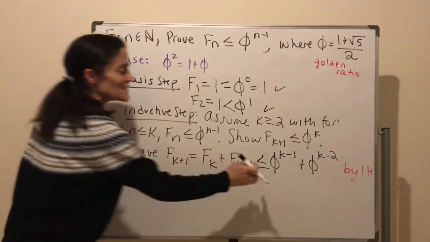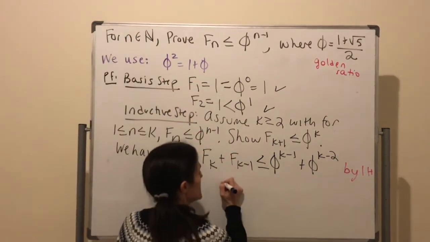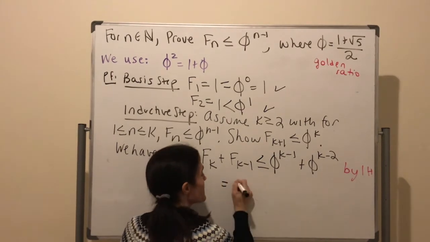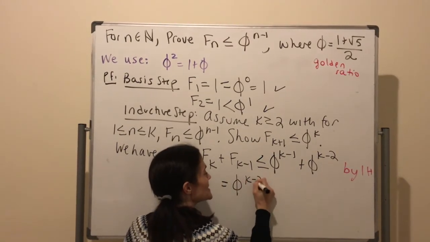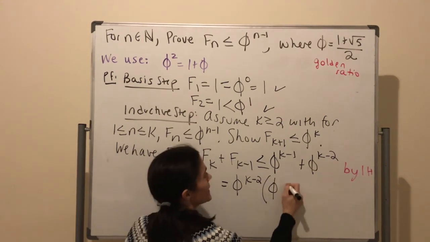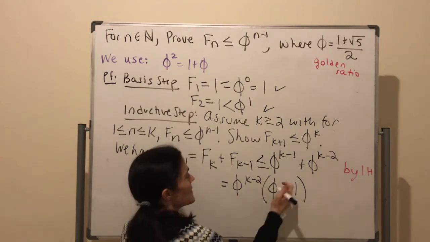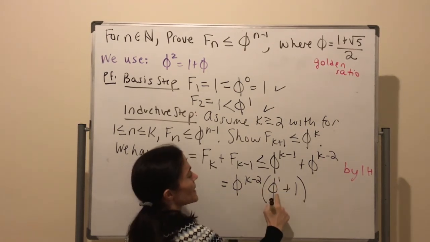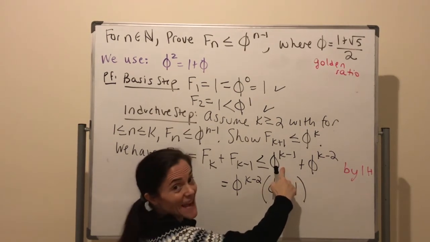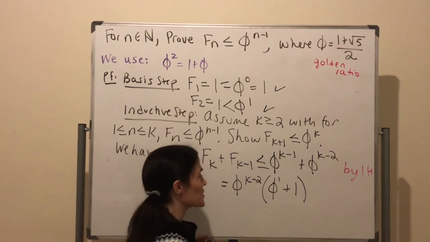Now, let's factor out what's common to both terms. Both terms have a phi to the k minus 2. And here I would have a phi, and here I have a 1. If you do not believe this, just check. This is a phi to the 1. If I multiply these two, I get phi to the k minus 1. If I multiply this times 1, then I have this term.